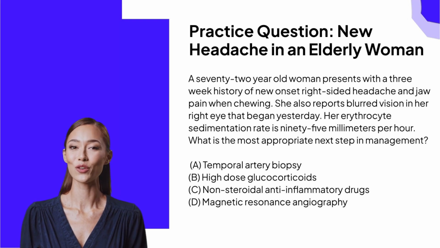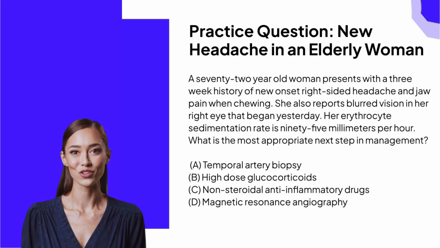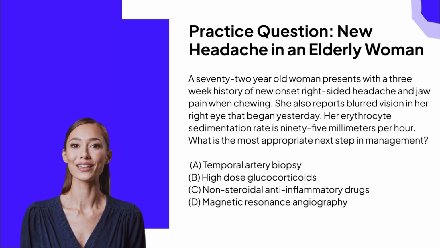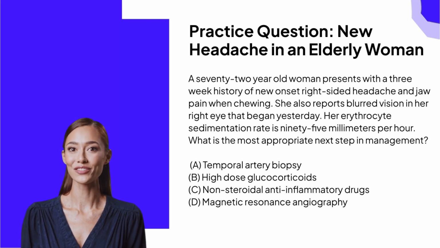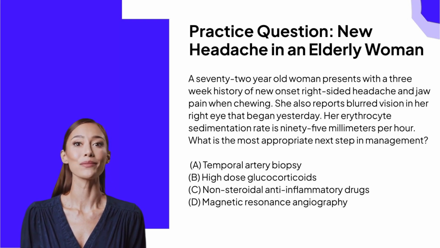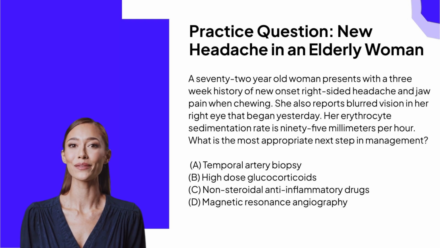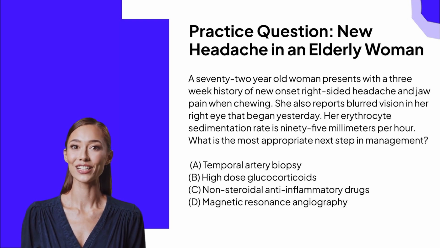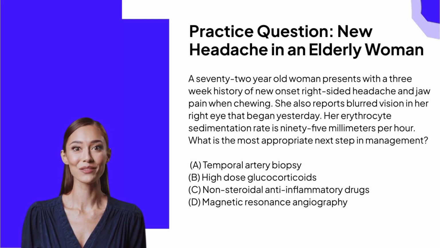A 72-year-old woman presents with a 3-week history of new onset right-sided headache and jaw pain when chewing. She also reports blurred vision in her right eye that began yesterday. Her erythrocyte sedimentation rate is 95 millimeters per hour. What is the most appropriate next step in management? Take a moment to think about this one. Look at the age, the headache location, the jaw claudication, the visual symptoms, and the elevated inflammatory markers. What pattern does this fit?